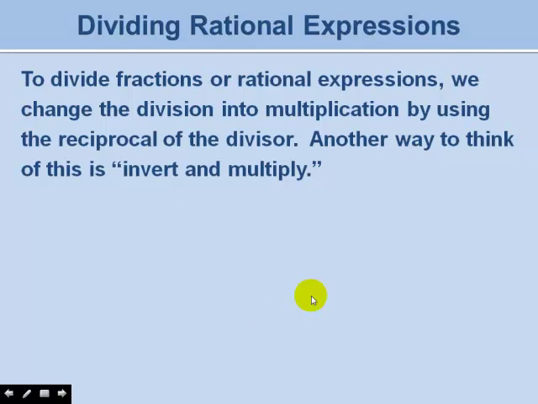Now we're going to look at dividing rational expressions. The only difference between dividing and multiplying rational expressions is that we have one extra step for division. And that is that we first have to change the division into multiplication by using the reciprocal of our divisor. Another way you might have heard about this in other classes is to invert and multiply. So we take the second fraction or rational expression, invert it, in other words flip it over, and then that turns the problem into a multiplication instead of a division.